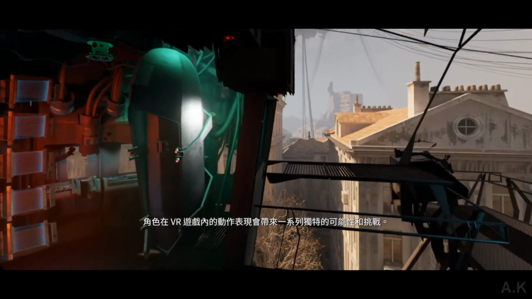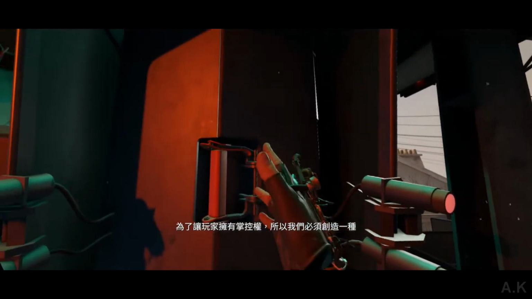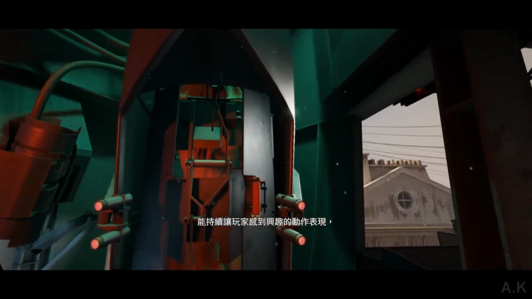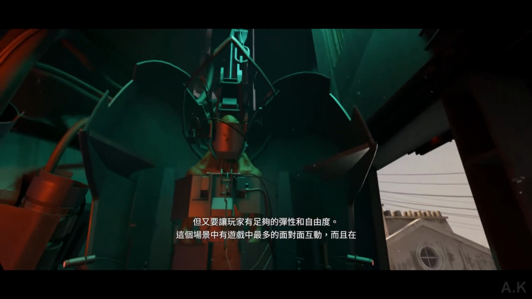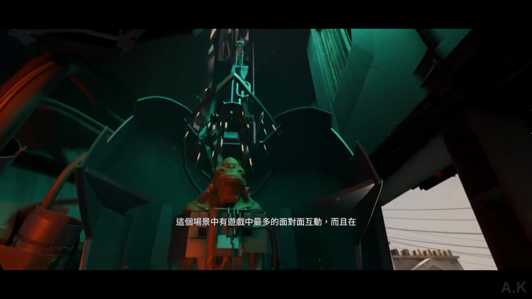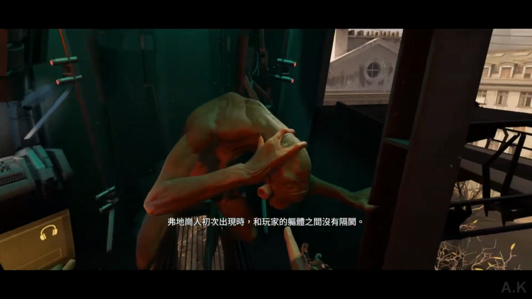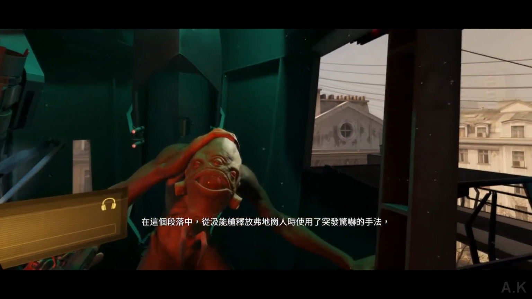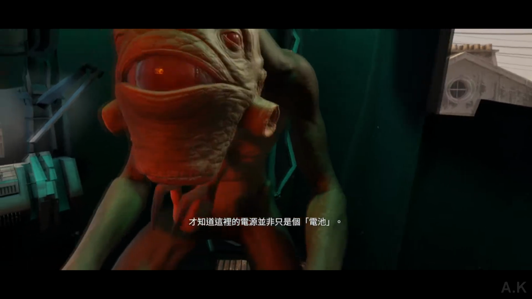Character performance within a VR game has a unique set of opportunities and challenges. In our efforts to keep control in the hands of the player, we must create a performance that is interesting enough to maintain players' attention, but flexible enough to allow for player freedom. This scene has the most face-to-face interaction in the game, and there is no physical barrier between the player and the Vortigaunt when he first appears. At one point, we played with the idea of a jump scare when the Vortigaunt is released, upending the player's expectations of what had been referred to only as a battery up until that point.